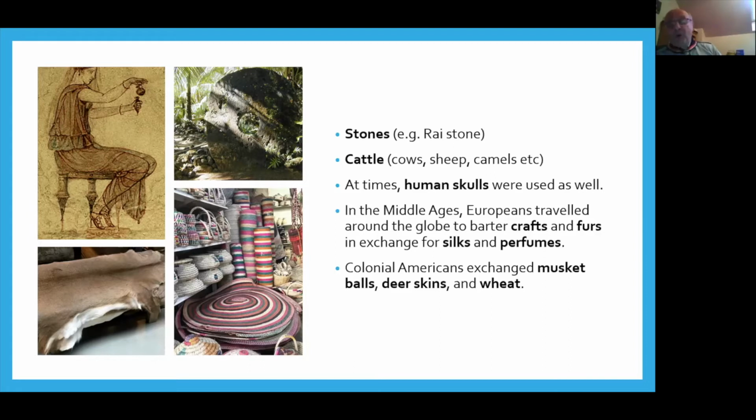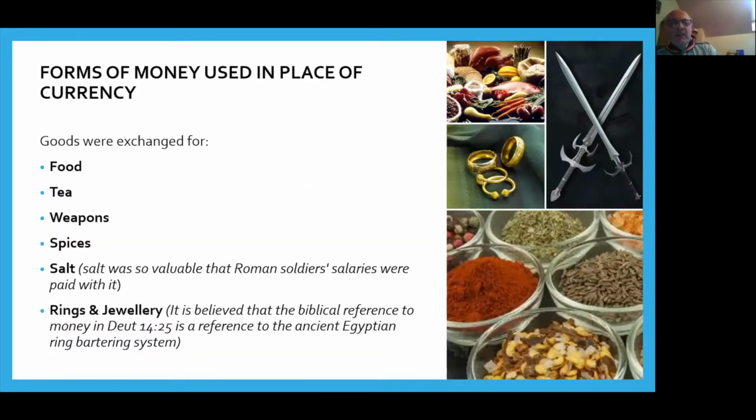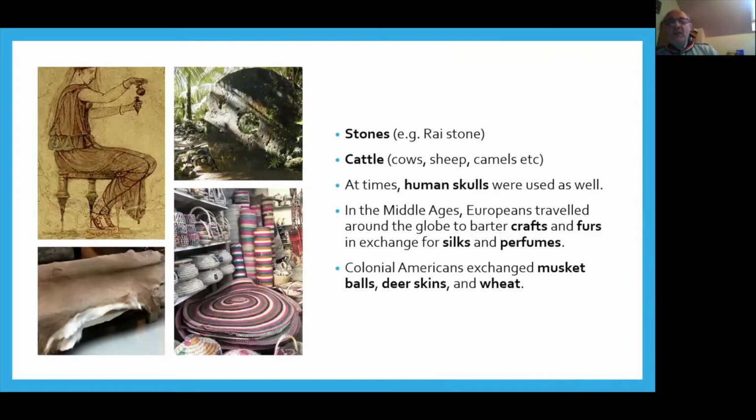Now, for your award, you're perfectly right, and well done, Pathfinders. For your award, you've got to come up with 10 different things, and you need to write these down now on your notes. 10 things that goods were exchanged for. So you might want to write down your food, your tea, your weapons, your spices, your salt, rings and jewelry, and then go over to stones. And remember the rye stone, that was in Yap, where they would use stones as money. And then cattle, and then some of the other things. You've got to have 10 on your list. So make sure you've had a look and you've actually got them.